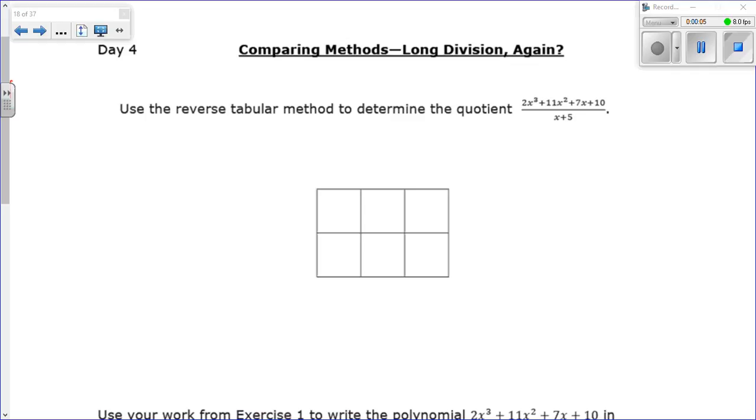Hi, and welcome to day 4 of polynomials. Today we are going to be comparing methods and doing long division again. So the first thing we're going to do is review the reverse tabular method to determine the quotient.